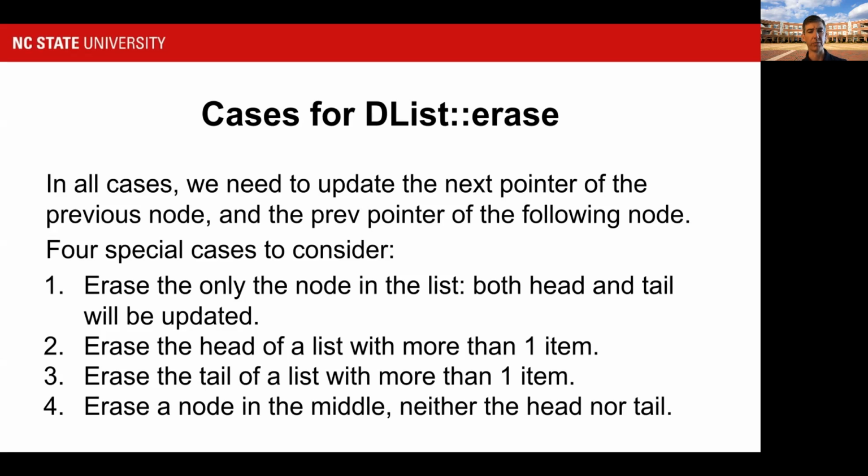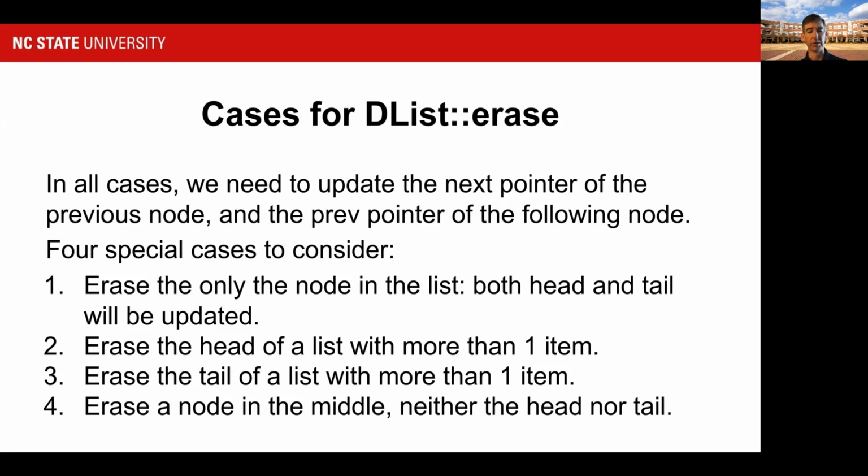One, let's say we have a list with only a single node. In that case, when we delete that single node, we're going to need to update the head and tail to null. The next case is that we want to erase the head of a list with more than one item. So in that case, we're going to need to update the head pointer, and we're also going to need to update the previous pointer of the new head to point to null. Or we might be erasing the tail of a list with more than one item. And in that case, we're going to need to erase that tail and then update the tail pointer to point to the new tail and update the tail's next pointer to point to null.